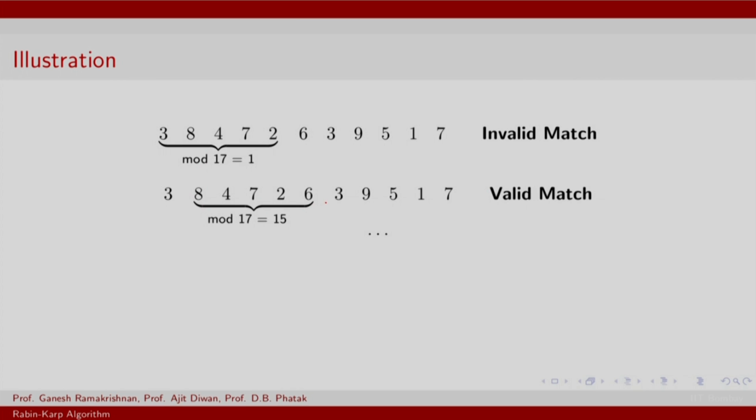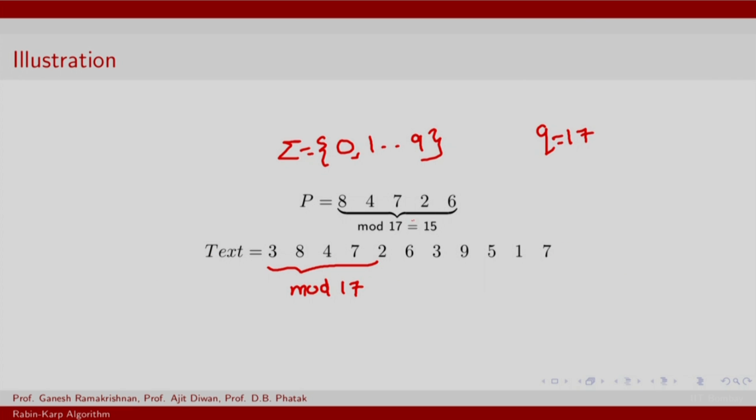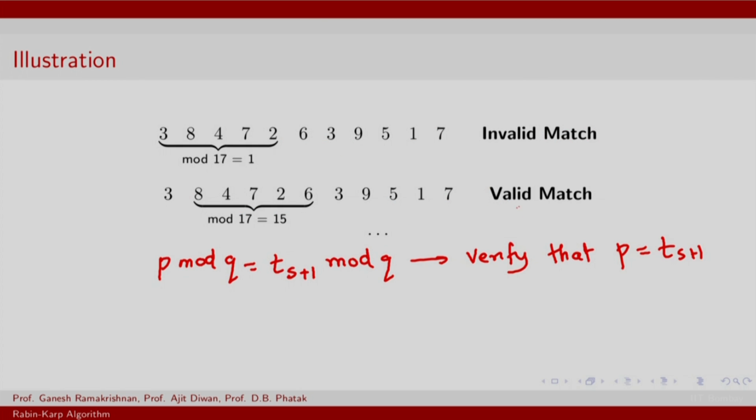We look at the next 5 digits, mod 17 is 15. Now this is a valid match. So what we find here is that P mod q equals Ts plus 1 mod q. Now does that mean P equals Ts plus 1? No. So now you need to verify that P indeed equals Ts plus 1, and was this correct? 84726, so that was indeed a valid match. So we flag a valid match.